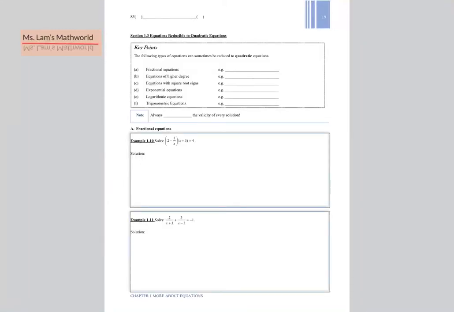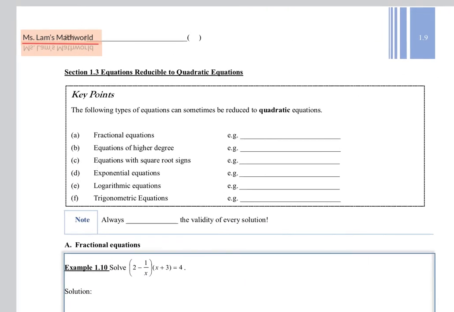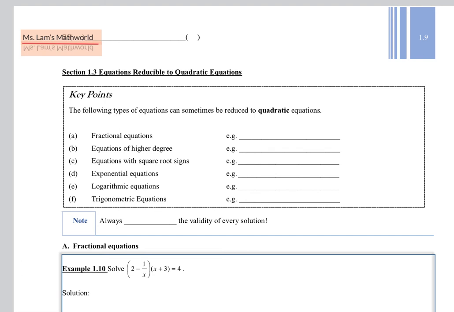Today we are going to discuss the equations which are reducible to quadratic equations. Here, these are the common types of equation that sometimes can be reduced. That means we can rearrange and make it to be a quadratic equation, that means ax squared plus bx plus c equals 0.